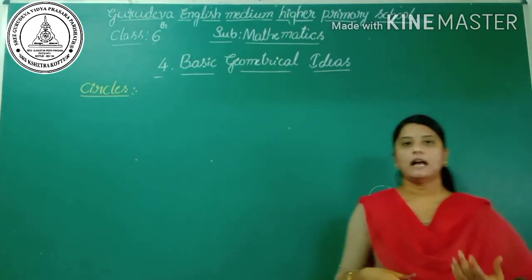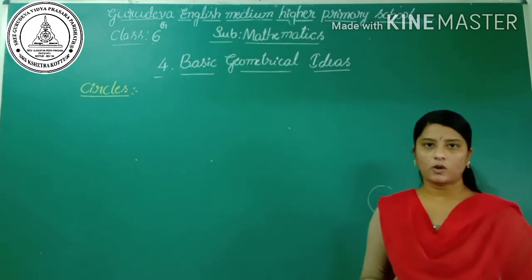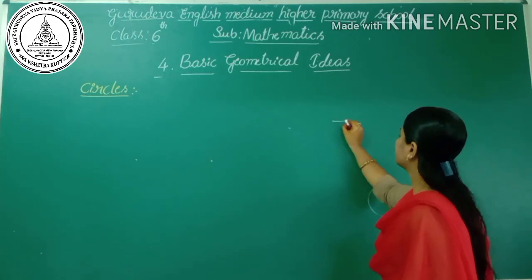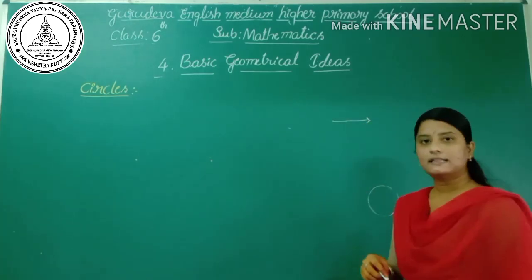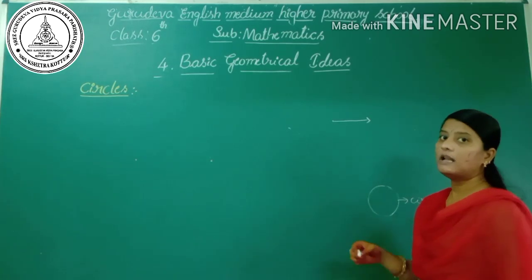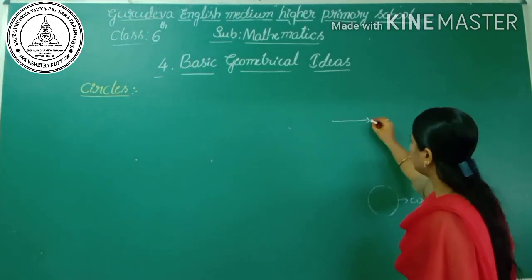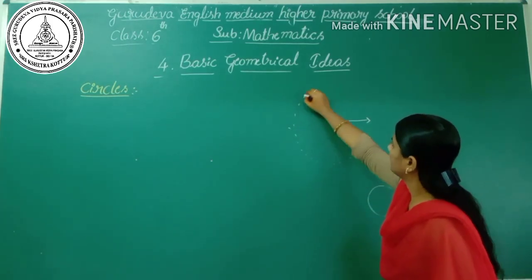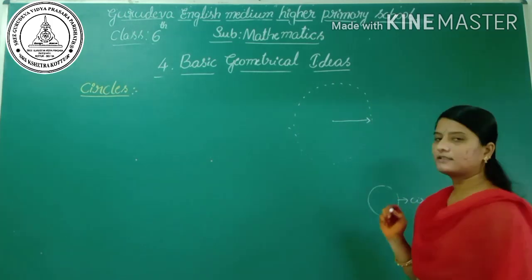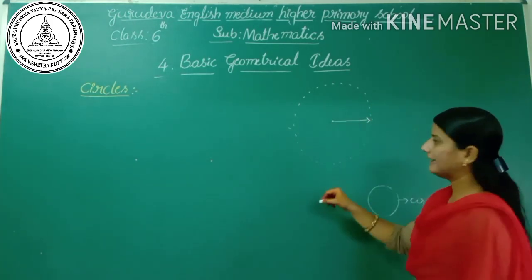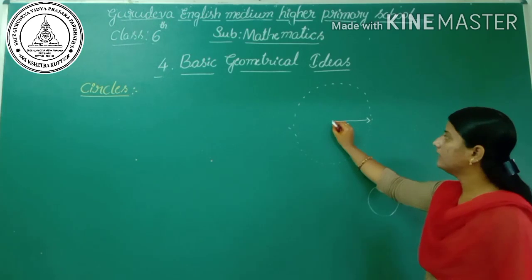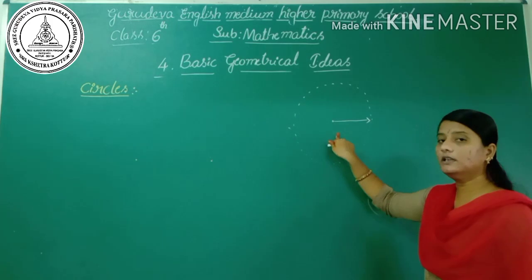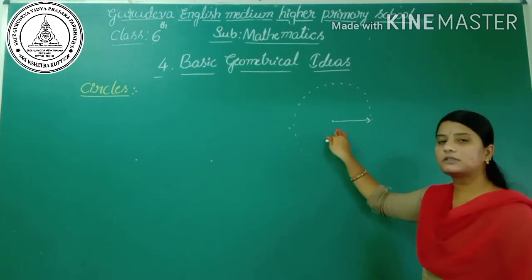Right? Yes. Then how is the circle formed? Yes, you may have seen the clock. Have you seen the clock? Yes. In that clock, have you seen the second hand? Yes. If it is a second hand, then how does it move? How does it rotate? Yes, it rotates like this. So when it completes one rotation, we will get the circle, right? So it forms the circle.